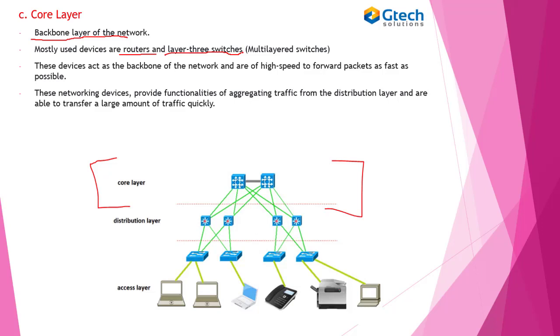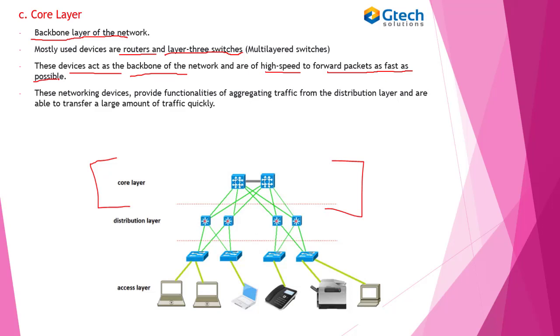We can use routers or layer 3 switches. Remember, layer 3 switches perform both as a router and a switch. So we can use a router and layer 3 switches. These devices act as a backbone of the network and are of high speed to provide faster packet forwarding to other devices.